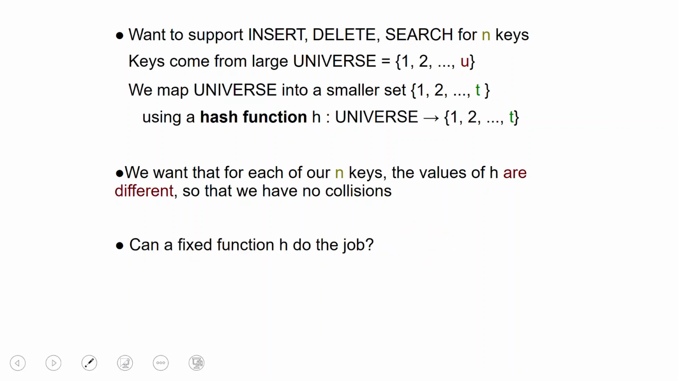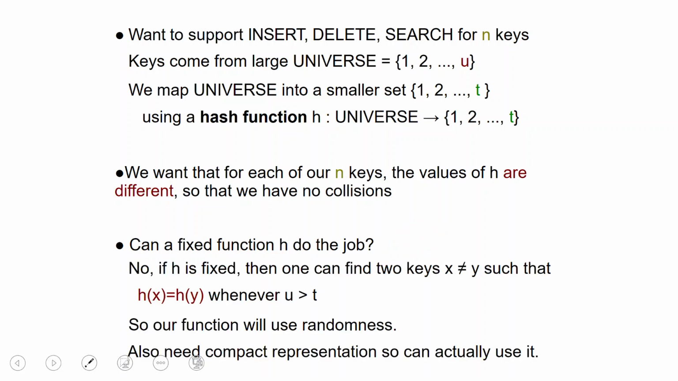Again, can we have a fixed function h that always does this job? No. For a fixed function, you can find keys which give you collisions. If the function is fixed, then you can always find two keys x different from y that collide. And so our function instead is going to be randomized. It's going to use randomness. The idea is that we want the function to behave like a random function, but another key property is that we want to be able to use this function. So we need a compact representation of the function so we can actually use it in an algorithm.